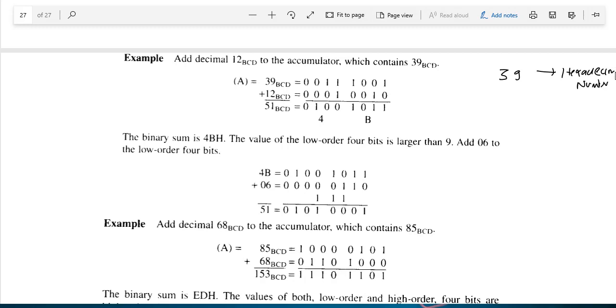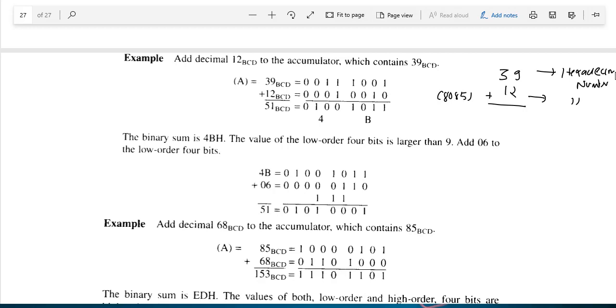Okay. And we want to add two numbers, 39 and 12. According to us, we will think this number is decimal and this number is also decimal, but for the processor it is a hexadecimal number. So it will do the hexadecimal addition. Means when we do addition with the help of 8085, it will consider both numbers as hexadecimal numbers. Okay. So it will do hexadecimal addition.